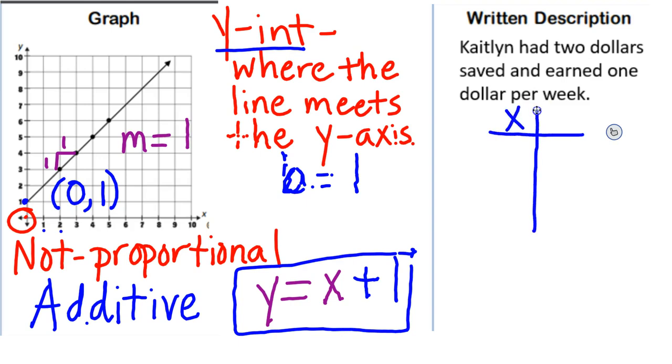X will represent the number of days. Y will represent the number of dollars that she has. So I'm going to start with 0. Okay, so after 0 days, how much money had she saved? It tells us in the problem that she already has $2 saved. So at 0 days, before she started saving, she already has $2.